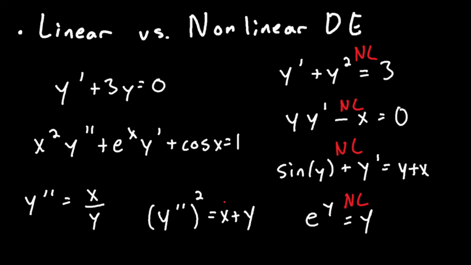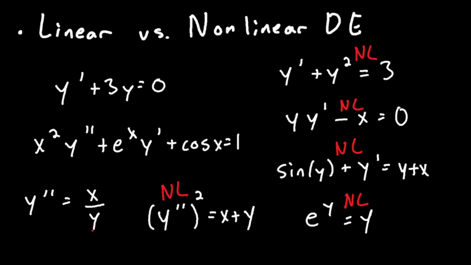Okay, how about this? Well, y is to the power of 1 in this case, just by itself. We have x. That's completely fine. And we have y double prime squared. Remember what I said about none of the derivatives or y itself being put to anything other than the power of 1? Well, this right here is to the power of 2. Y double prime, the second derivative of y, is being put to the power of 2. It's not to the power of 1. So this is nonlinear.